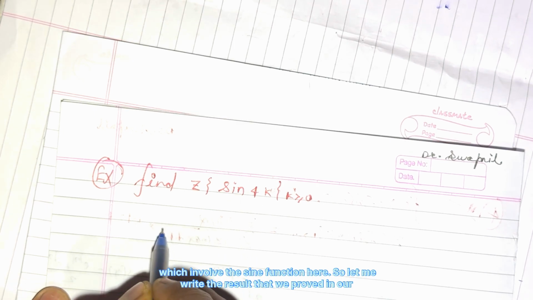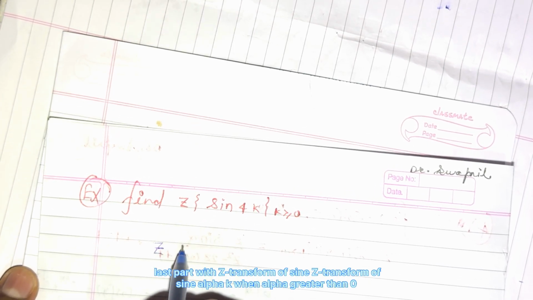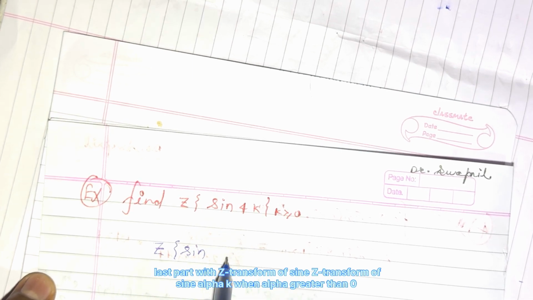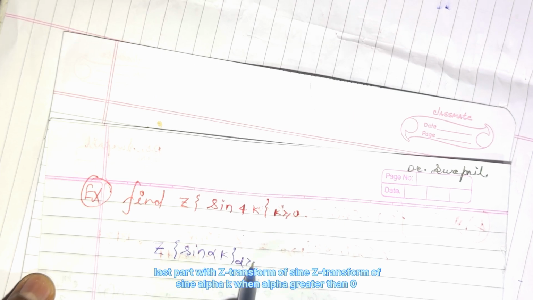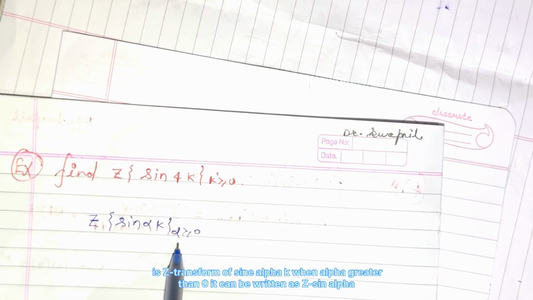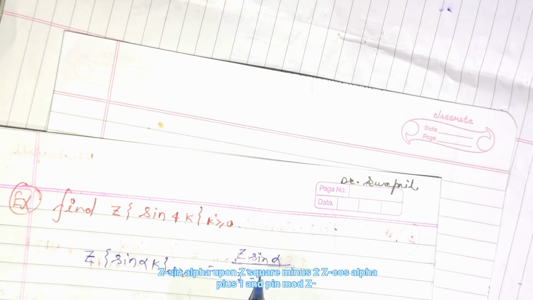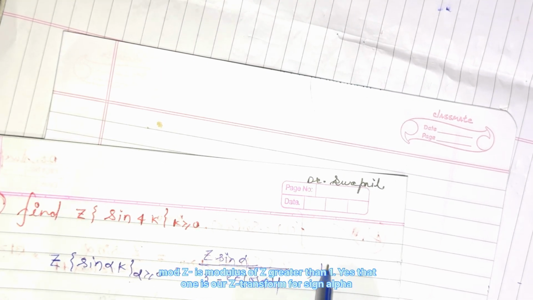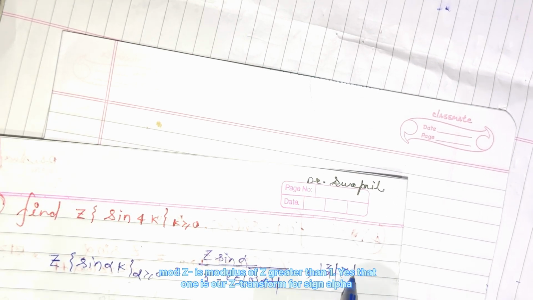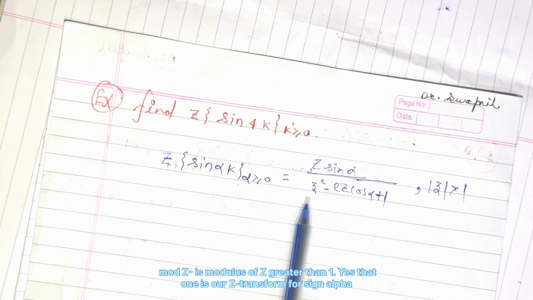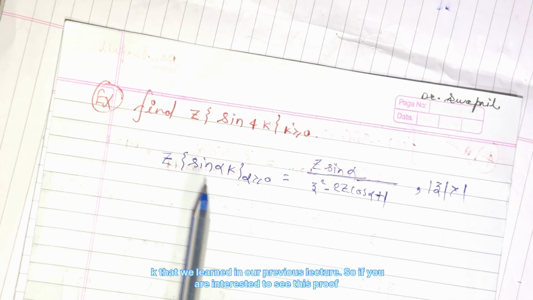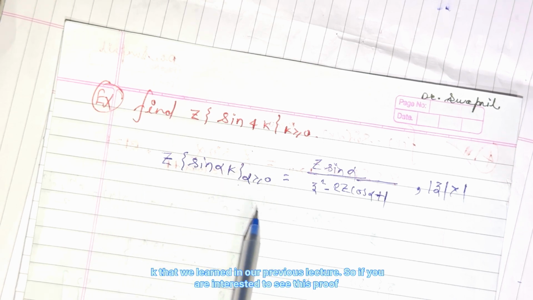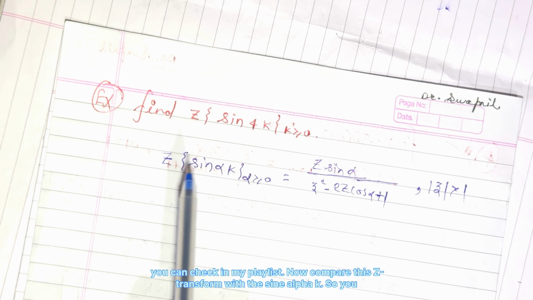Let me write the result that we proved in our last part. The Z transform of sine alpha k, when alpha is greater than 0, can be written as Z sine alpha upon Z square minus 2Z cos alpha plus 1, and when the modulus of Z is greater than 1. That one is our Z transform for sine alpha k that we learned in our previous lecture. If you are interested to see this proof, you can check my playlist.